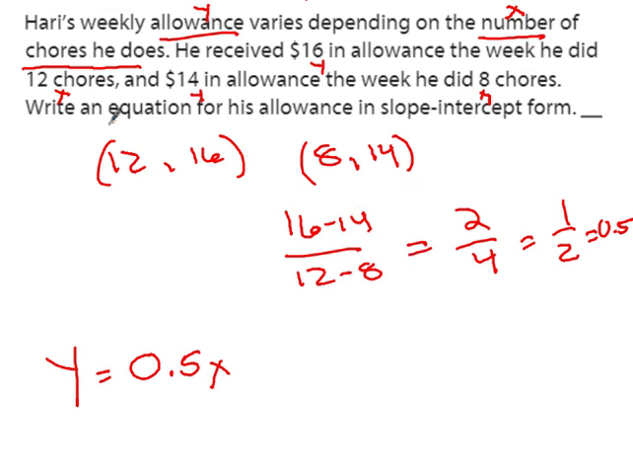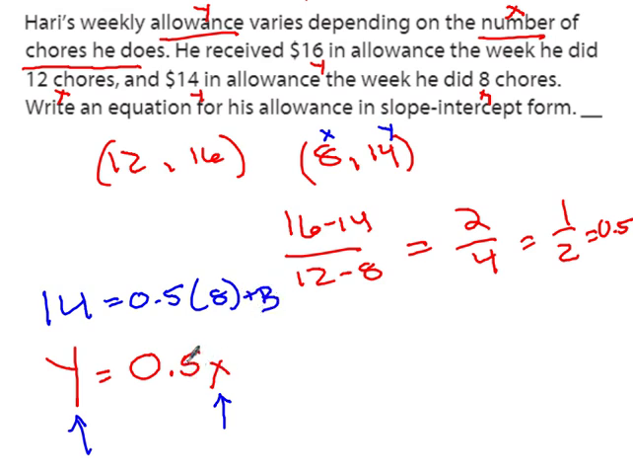So I can take any one of these points, either one of these points. This is an x, this is a y. Pick the point that you want. It doesn't matter. Okay, I can pick this second point because that's smaller numbers. We like smaller numbers. And I'm going to plug it in for my x and my y, knowing what my rate of change is. So my y is 14. My rate of change is 50 cents per chore, 8, but we don't know what that starting value is, so I'm going to write plus b there.